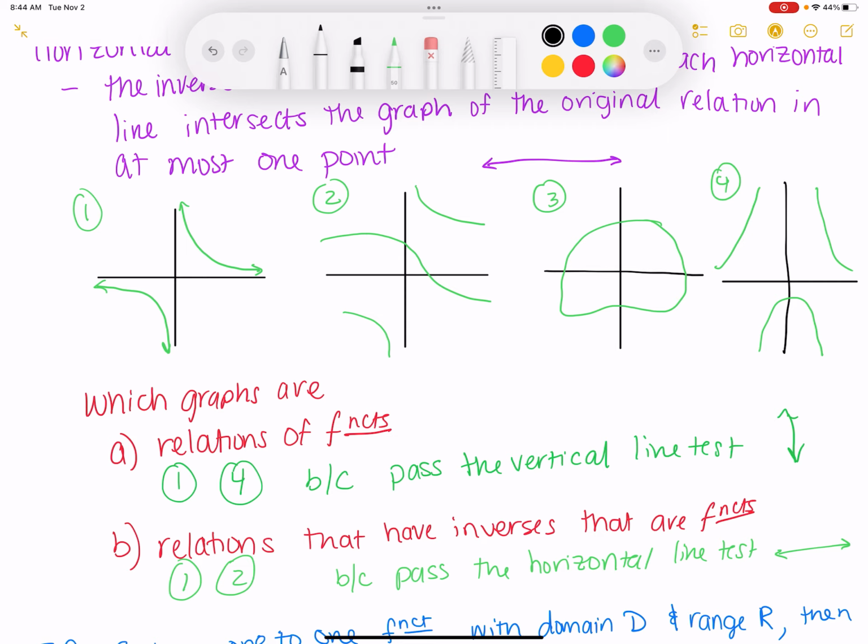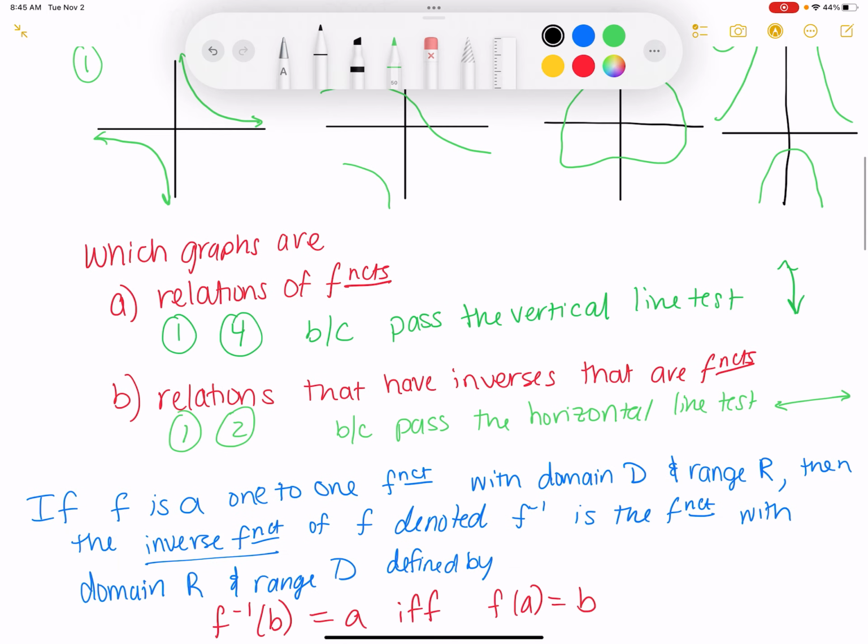But then the ones that have inverses that are functions, doing the horizontal line test, so we go down. 1 only ever hits in 1 spot, so it has an inverse. 2, again going down, only ever hits in 1 spot. But both 3 and 4 hit in multiple spots. So they do not have inverses that are functions.